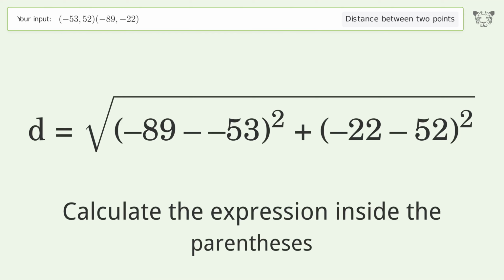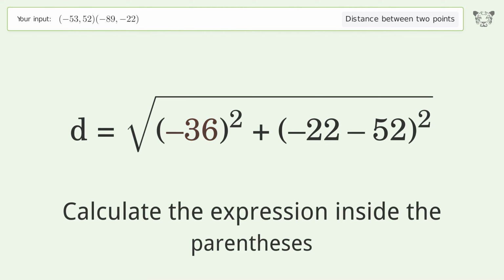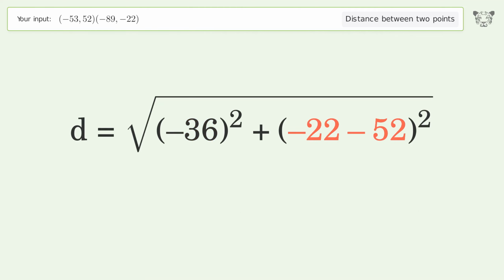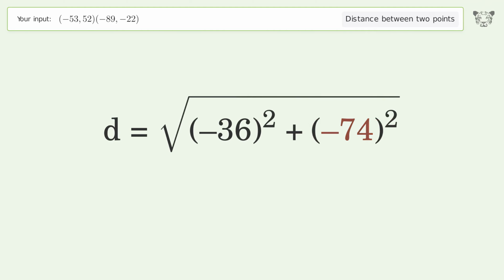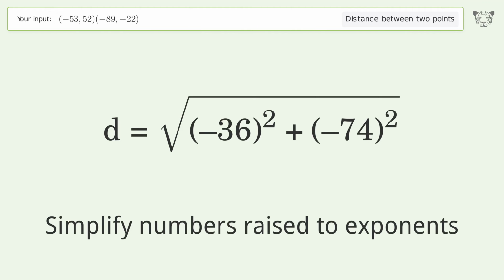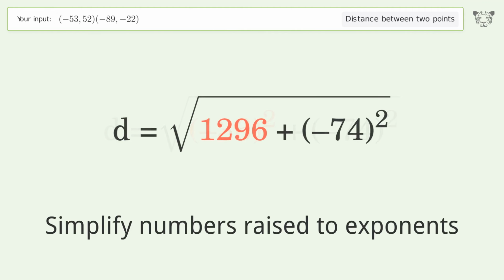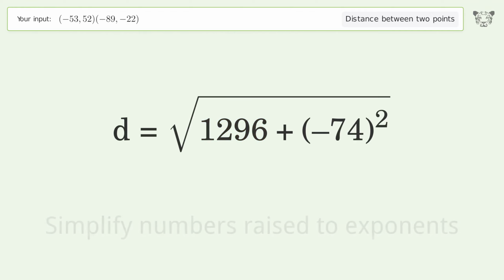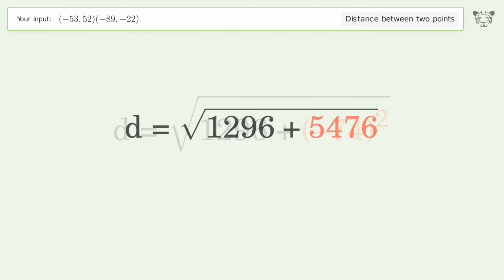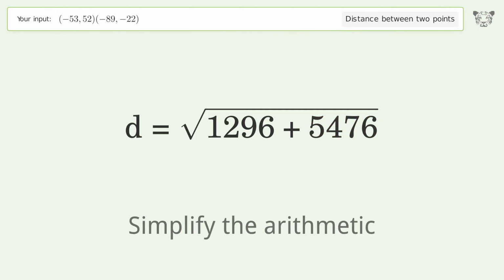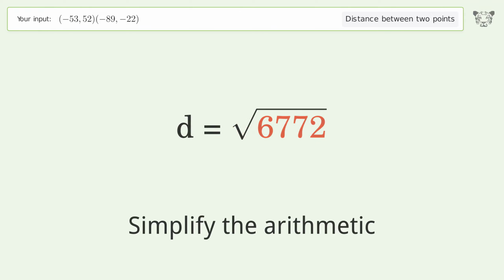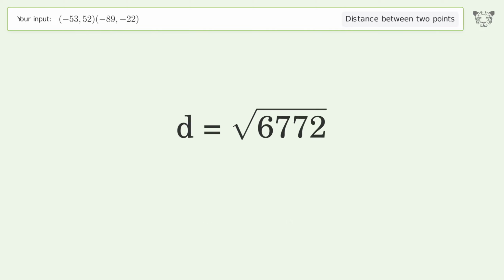Calculate the expression inside the parentheses. Simplify numbers raised to exponents. Simplify the arithmetic. And so the distance between the 2 points is the square root of 6,772, or 82.292.